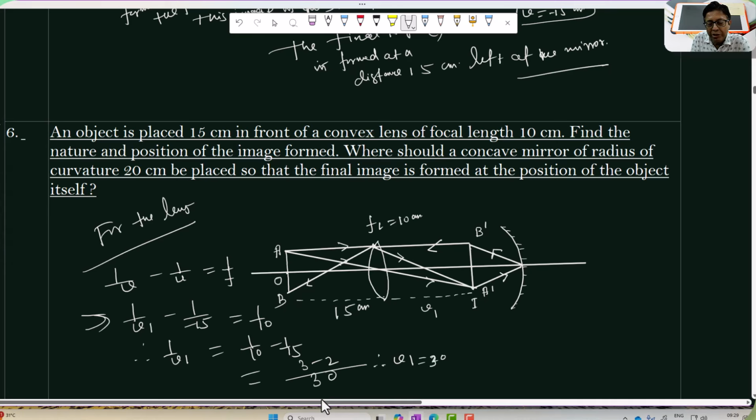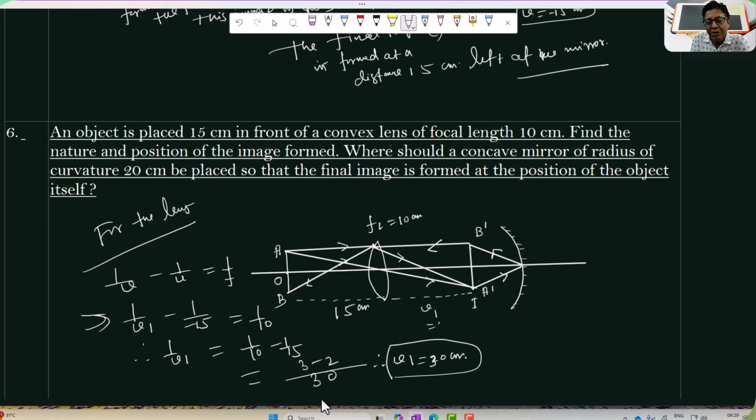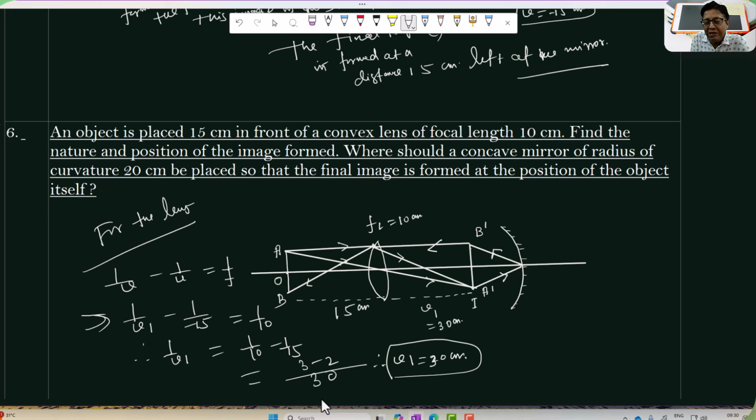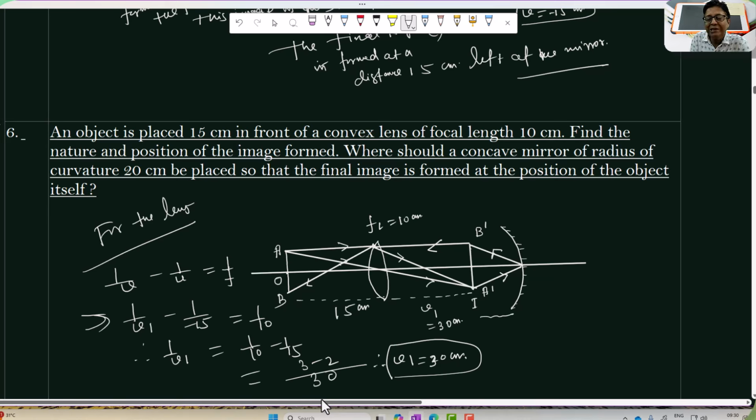No, not 20, 30 centimeter. So this one is 30 centimeter. The distance between this and this, you have to find now, x. How to find it?